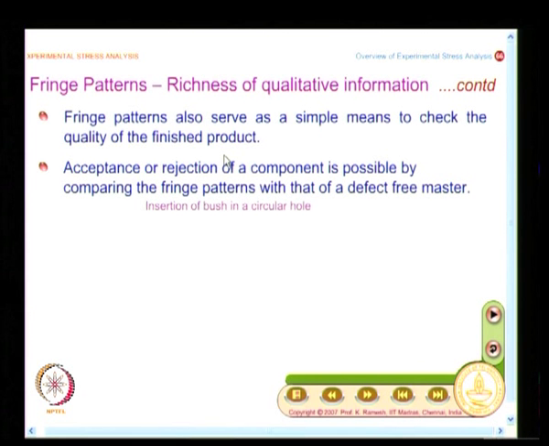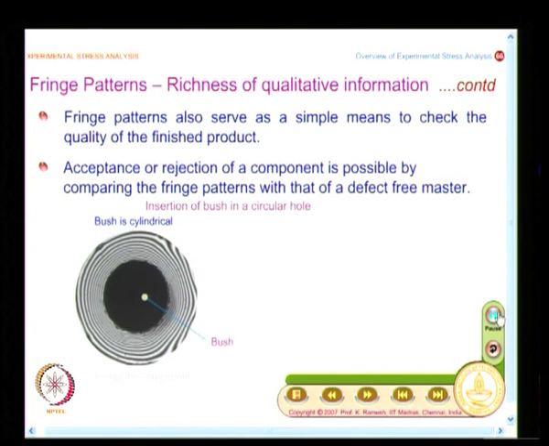What I am going to do in a quality checking mode, I will accept or reject based on some evaluation of fringe patterns. I have an example here where I have a perfectly circular bush inserted in an annular plate, and you all know Lamy's problem, you need to get concentric fringes, and I do get concentric fringes.